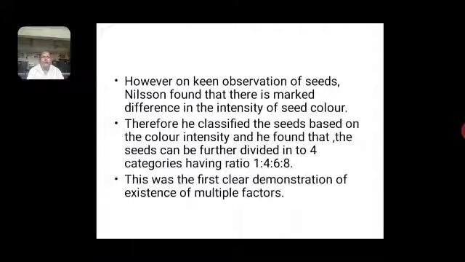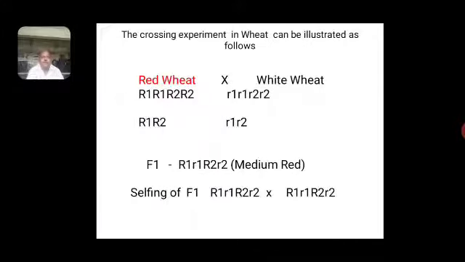However, on keen observation of seeds, Nilsson-Ehle found that there is a marked difference in the intensity of seed color. Therefore, he classified the seeds based on color intensity, and he found that the seeds can be further divided into categories having ratio 1:4:6:4:1. So this ratio is quite important. This was the first clear-cut demonstration of the existence of multiple factors. So let us see the crossing experiment in wheat as follows.